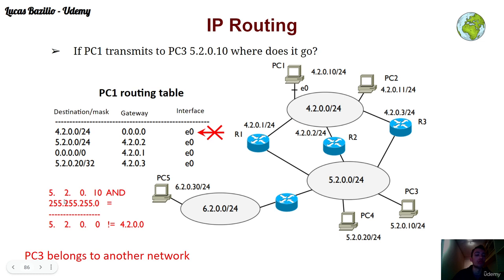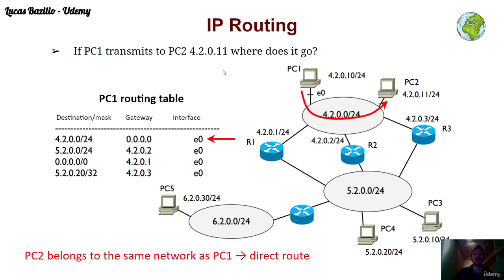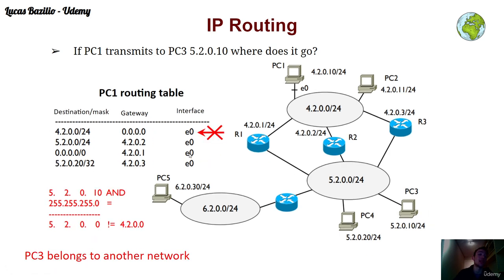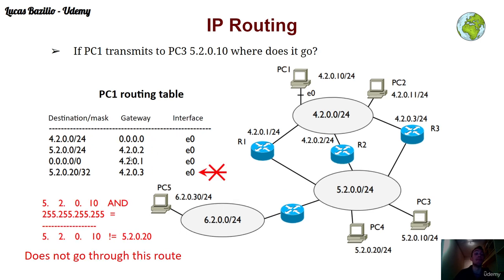So we can see that first of all we compare this with our network, and PC3 belongs to another network. The following step in the principle of the longest match lookup is to check with the biggest mask. So the biggest mask is the last entry. We already checked that it doesn't belong to our network. So now we check with the largest mask. That's why it is called the longest match lookup. We check, we can see that this host is different from this host. We are not going to go through this route.